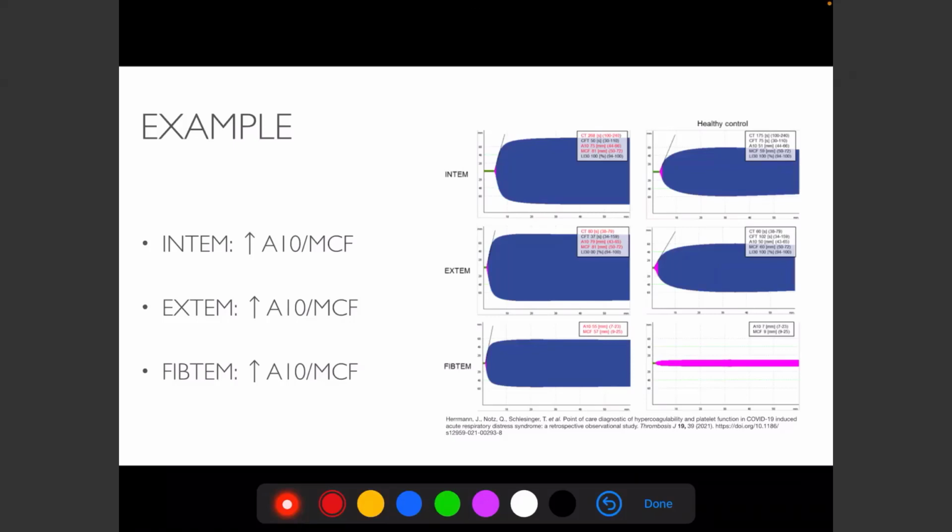So this example is from an article in Thrombosis that had healthy controls versus a disease process. They're talking about this disease process. Your A10 is high and your MCF is high in all lines. So what is that? What's the basic thing for that? Well, what's a generic term? So you're too thick, too big of clots. Hypercoagulable? Yeah, so you're hypercoagulable.